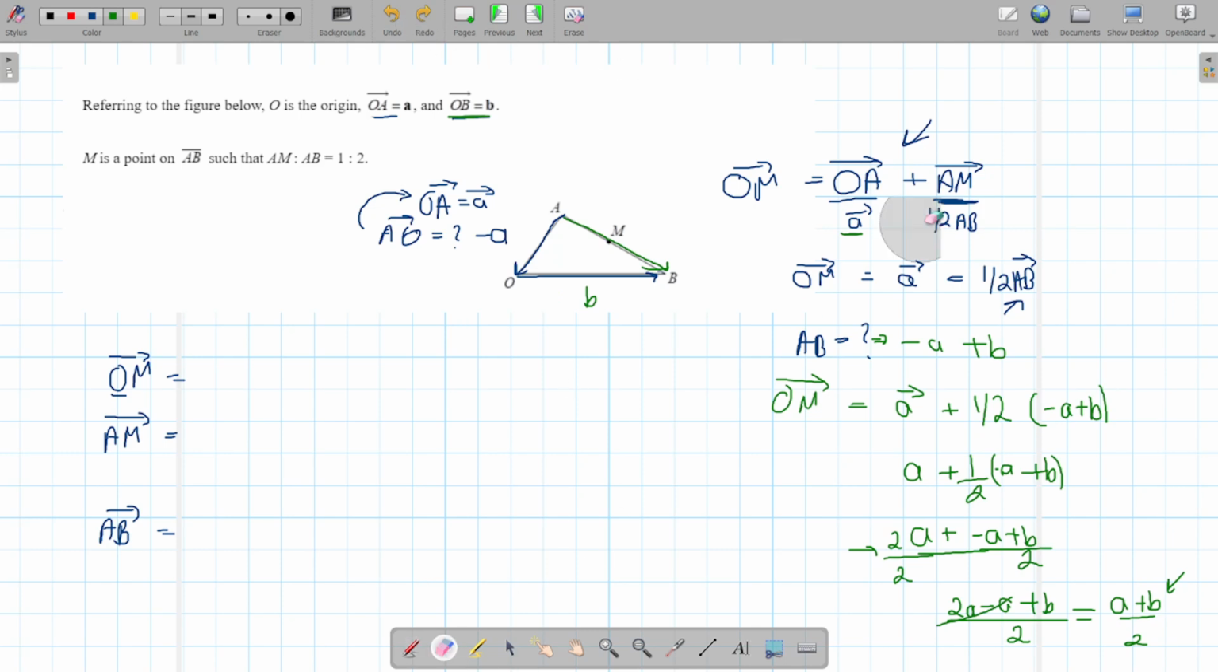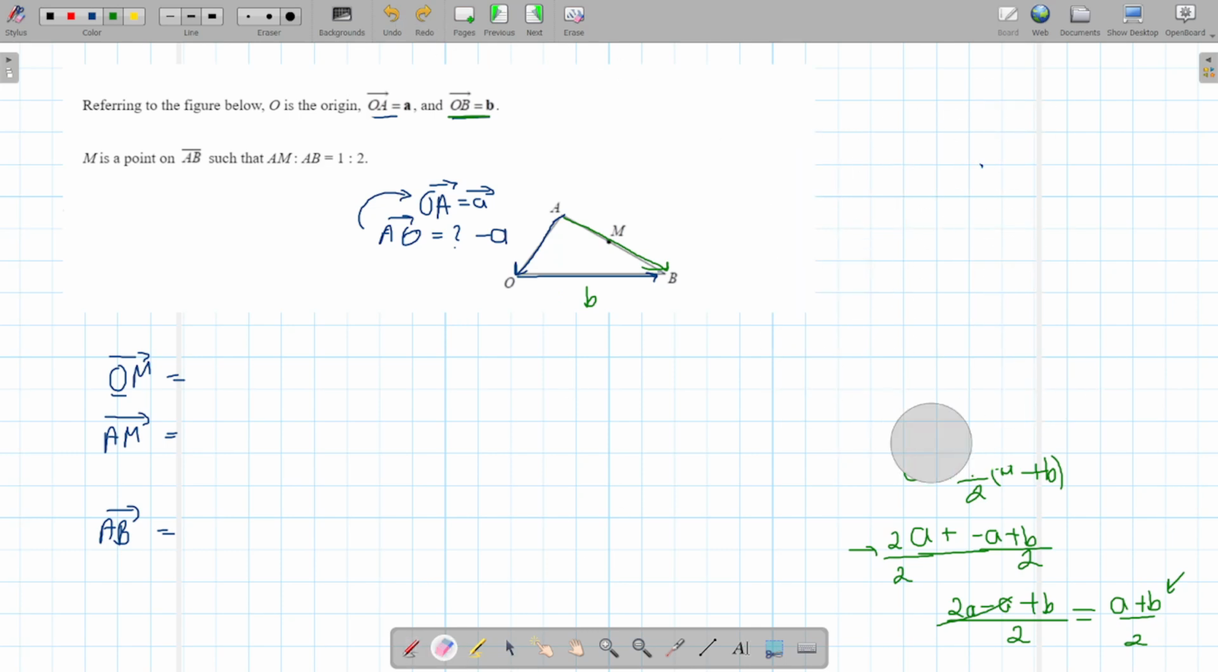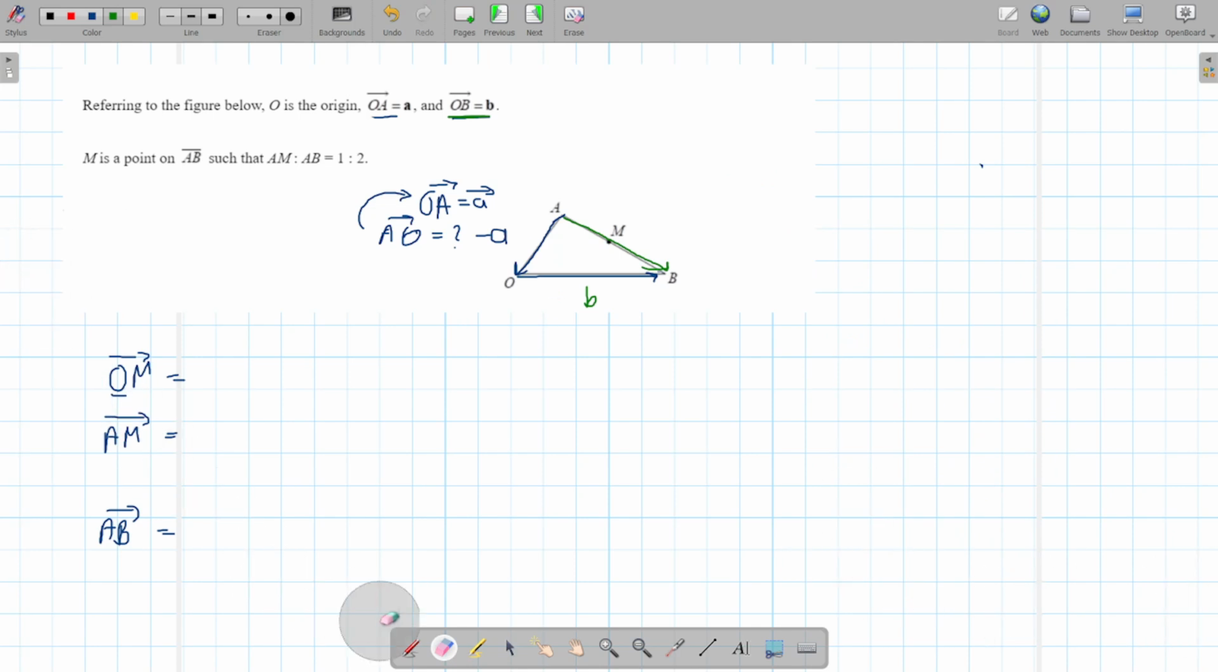Okay, moving on. We found OM is half A plus B. And we actually found AB when we were solving this. We said AB was minus A plus B, right? Which is just B minus A. It's the same as saying B minus A. Minus A plus B, switch them, it's B minus A.